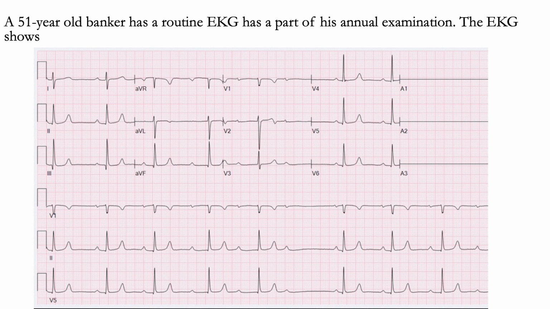A 51-year-old banker has a routine EKG as a part of his annual examination. The EKG is as below. This EKG shows: 1. Mobitz type 2 heart block, 2. Hay's heart block, 3. Complete heart block, 4. Mobitz type 1 heart block, and 5. Complete heart block. Press pause while looking at this EKG.